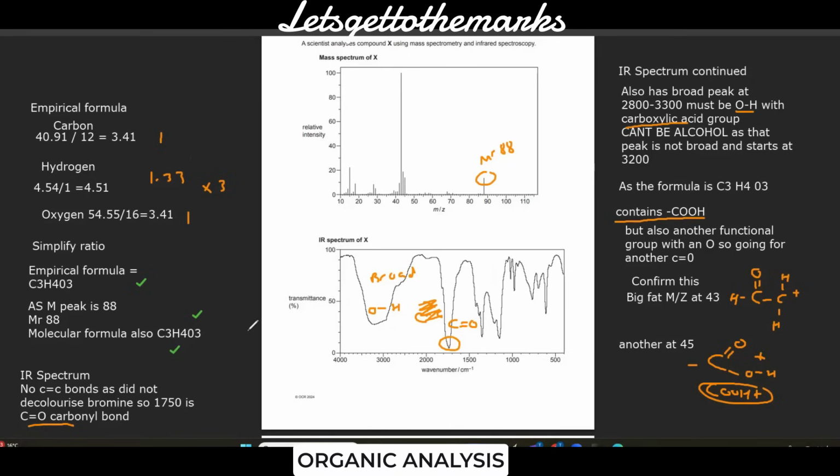So you want to note that down. IR peaks, they confirm that. You want to identify what it is. Even if you can't work it out, you'd say it's got a carbonyl group because of that. It's got an OH group for a carboxylic acid because of that. It's going to contain COOH.